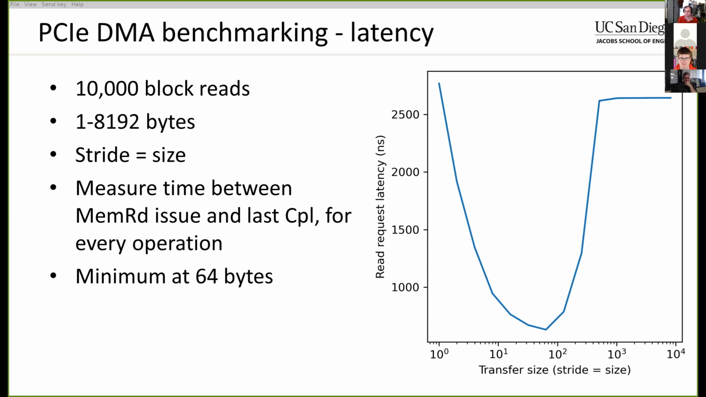This is going back to the first one where we have stride of the transfer size, and we ran from 1 to 8192 bytes, and we measure the time between when the read request is issued and when the last completion comes back. So if we run out of tags, that doesn't affect the latency measurement here, because we won't issue the read request until there are tags available. And we get this minimum at 64 bytes. And this is just a huge drop off. You'll see here that the latency for 1 byte operations is higher than the latency for 512 byte operations.